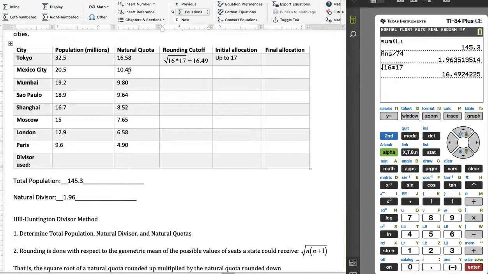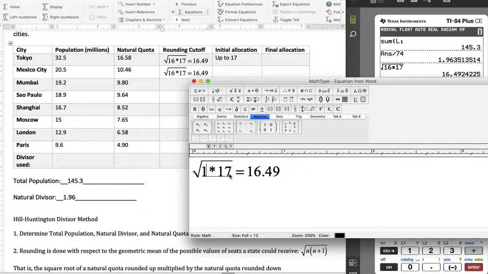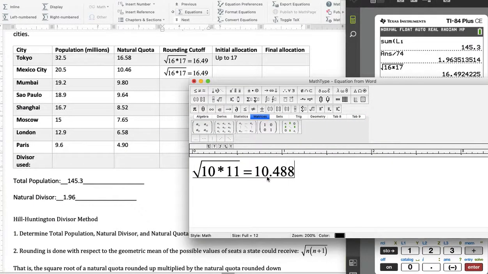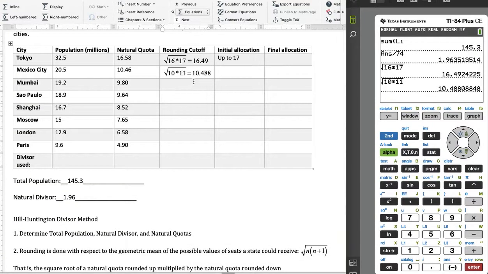10.46. Well, 10.46 could round down to 10 or it could round up to 11. So we're going to take the square root of 10 times 11. We go to the calculator, and the square root of 10 times 11 is 10.488. We compare the natural quota, 10.46, to 10.48, and that is less than this rounding cutoff. We're going down to 10.